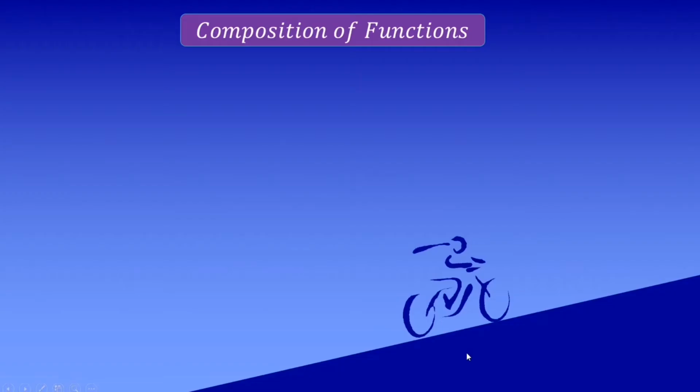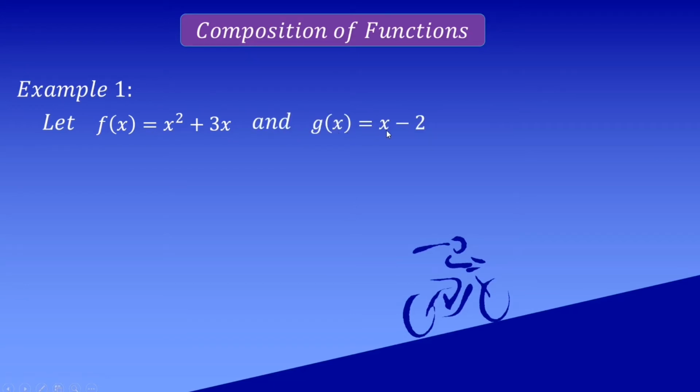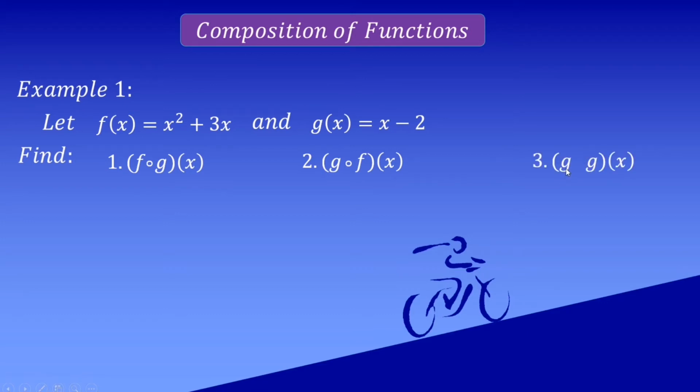Okay, we have an illustrative example for this topic. Let f of x is equal to x squared plus 3x and g of x is equal to x minus 2. Let's find number 1, the composition of f and g of x, number 2, the composition of g and f of x, and number 3 is the composition of two functions, this same function g of x. So let's solve first number 1.